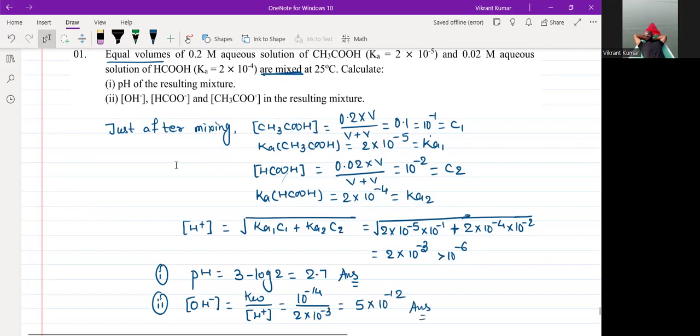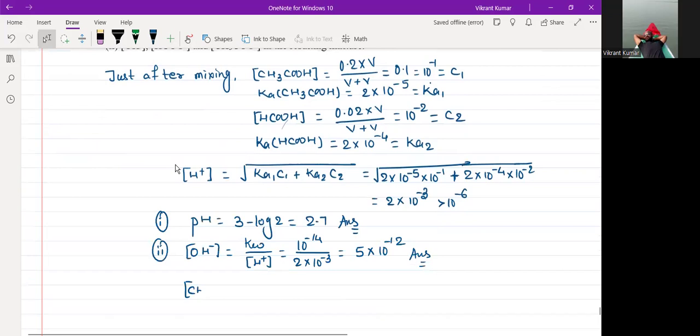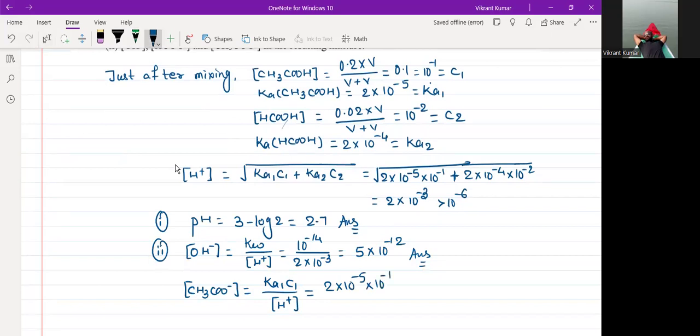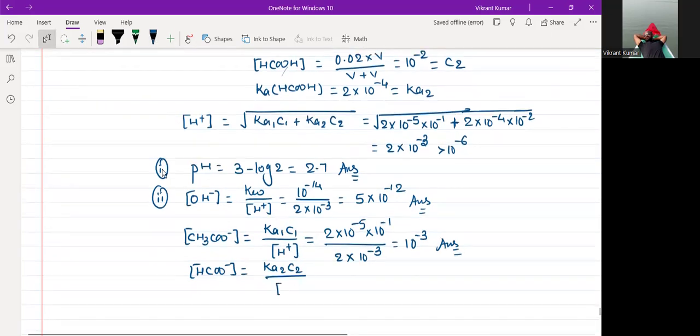If it is asking HCOO minus and CH3COO minus, so CH3COO minus will become, हम लोगों ने देखा था, K1C1 upon H plus हो जाता था. So that will become 2 into 10 raised to minus 5 into 10 raised to minus 1 upon, this was 2 into 10 raised to minus 3. So this becomes 10 raised to minus 3. That will become the answer. वैसे ही HCOO minus will become K2 C2 upon H plus, and that will become 2 into, again देखो, 10 raised to minus 6 ही आ जाएगा, and this is 2 into 10 raised to minus 3. So this is coming 10 raised to minus 3.